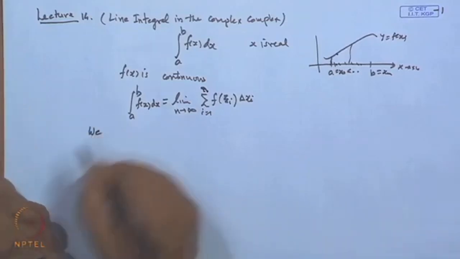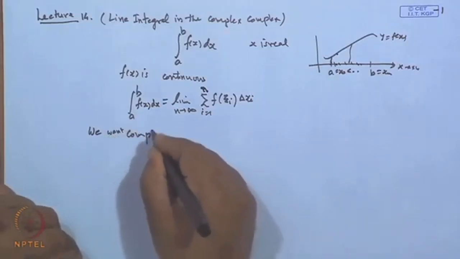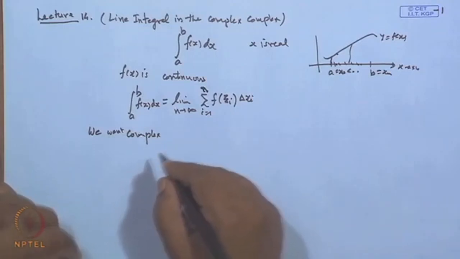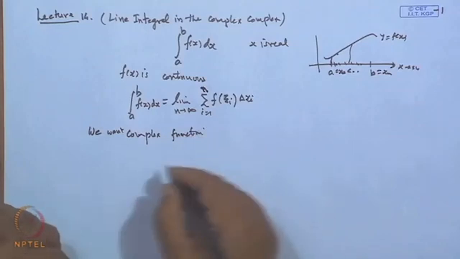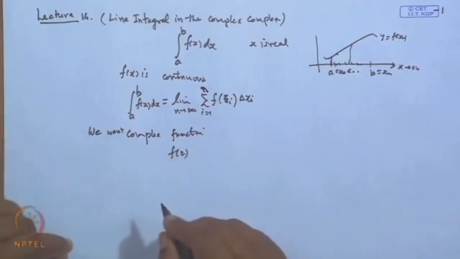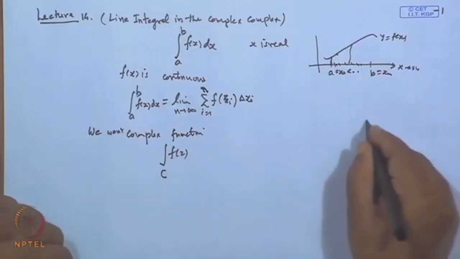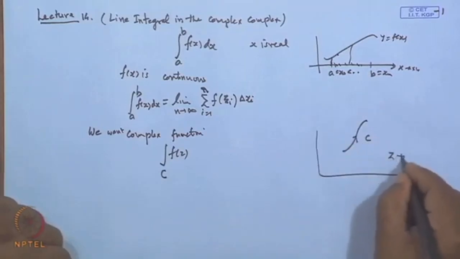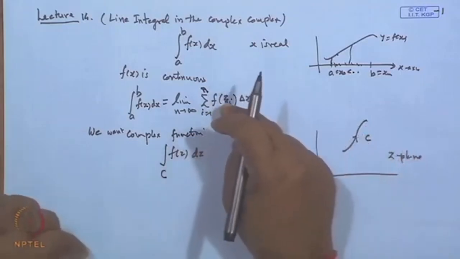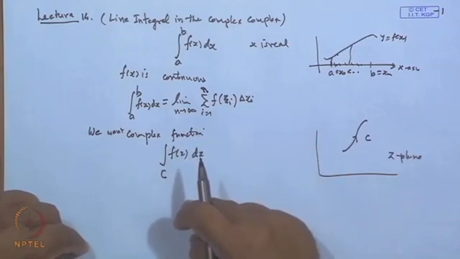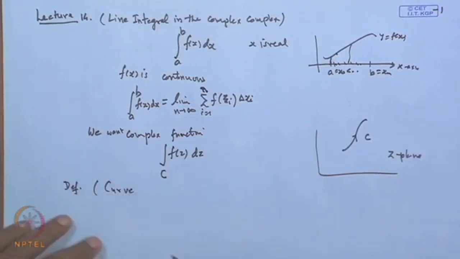So here today we want to integrate a complex function f(z), which is complex valued, and we want to integrate it along the curve C, where C lies in the Z plane. This is our Z plane. We want to integrate this function f along the path C, which lies in the complex plane. So, to extend this idea, we first need the definition of a curve in the complex plane. So, let us see first how to define curves in the complex plane.